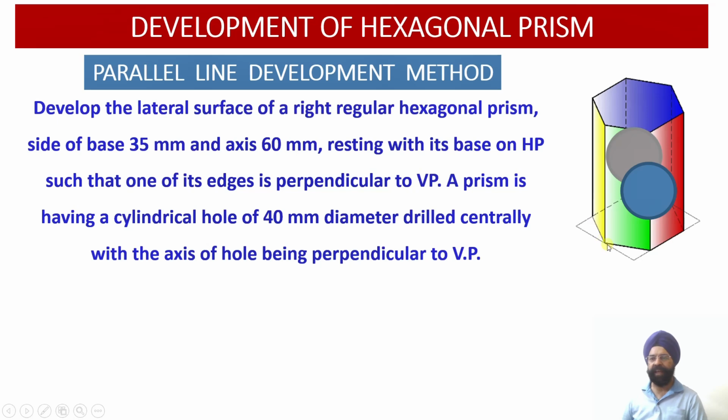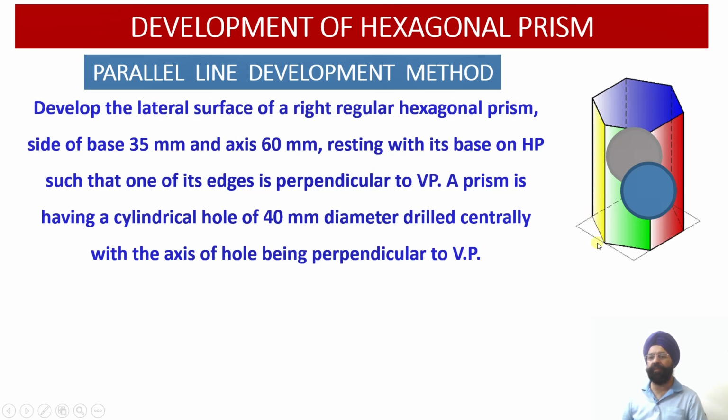Here we have a hexagonal prism with the edge of the base equal to 35 millimeter, and the axis height is given to us as 60 millimeter. This right regular hexagonal prism is resting with its base on the horizontal plane such that one of its edges is perpendicular to the vertical plane. So one of the edges of this hexagonal prism, as it is resting on the ground on its base, is perpendicular to the vertical plane.